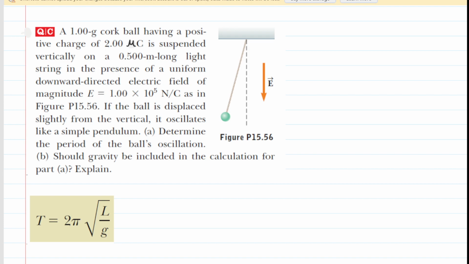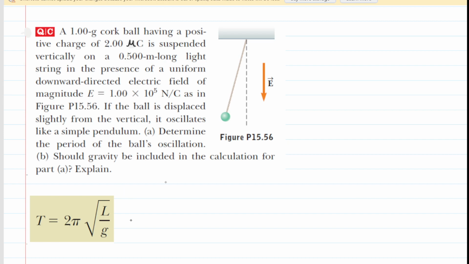We basically have ourselves a simple pendulum consisting of this small mass that's been displaced a little bit from that dashed vertical line. And we know that when we release the ball, it's going to oscillate back and forth in a periodic fashion. And the period of that oscillation is governed by this equation. This is an equation you learned in an earlier chapter for simple pendulums.